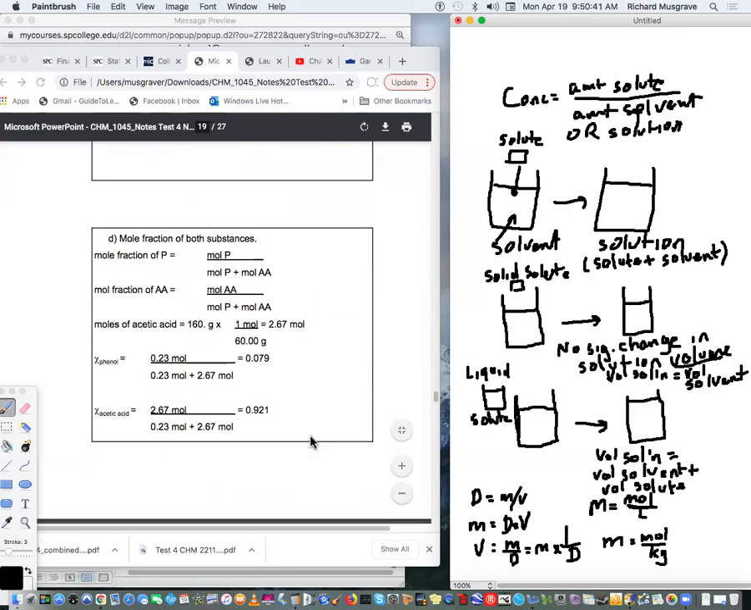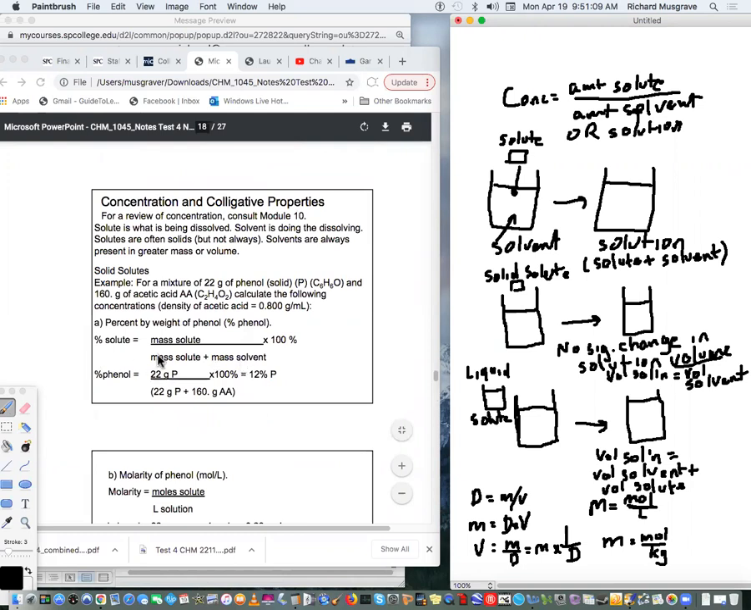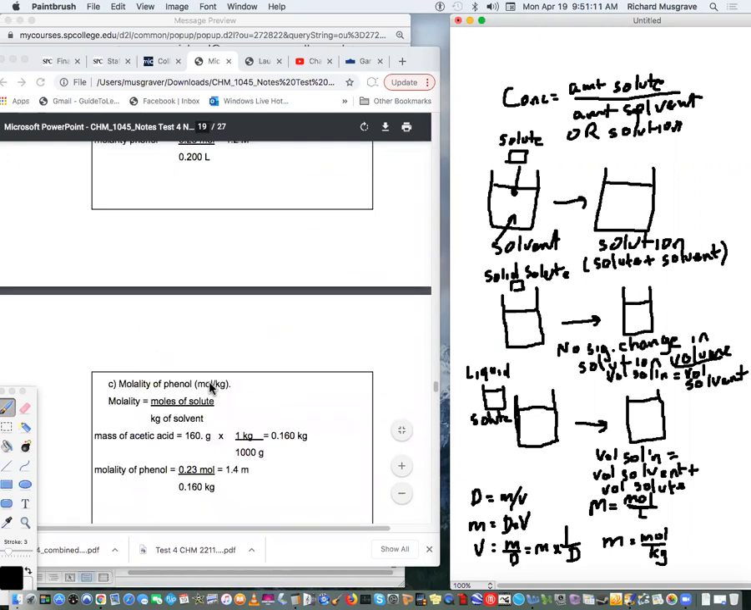The last one is called mole fraction, and you look at it, it does look a bit similar to percent by weight if you really sort of squint. Now, mole fraction is strictly a fraction. It's not a percentage, it's not a mole percent, it's a mole fraction. If you want the mole fraction of the solute, in this case, the phenol, it would be the moles of phenol divided by the moles of phenol plus the moles of acetic acid. So it does look pretty similar back up here to the percent, but we're not multiplying by 100%.